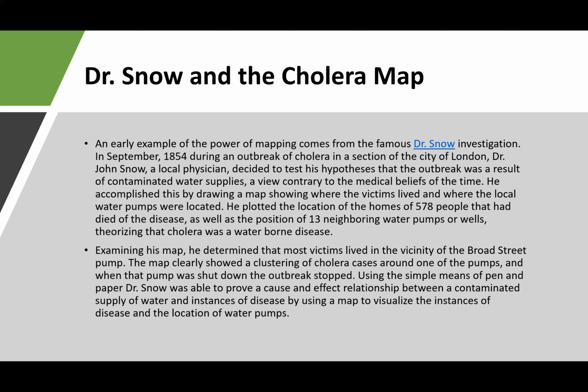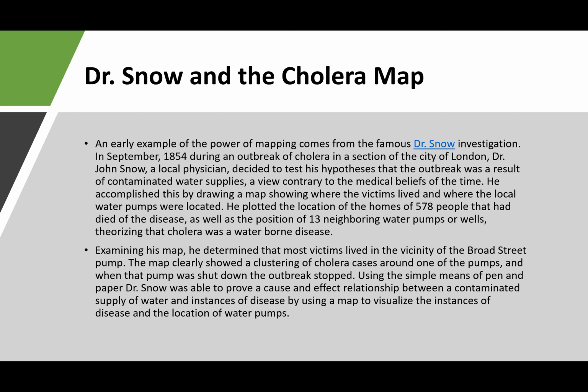Also, I think it's important to mention a specific well-known case of how we started to use maps. This early example of the power of mapping comes from the famous Dr. Snow investigation, in the mid-1800s, during an outbreak of cholera in a section of the city of London. Dr. Snow, a local physician, decided to test his hypothesis that the outbreak was a result of contaminated water supplies. That view was contrary to the medical beliefs of the time. They thought it was airborne. Cholera was caused through an airborne virus or bacteria. He accomplished this by drawing a map showing where the victims lived and where the local water pumps were located.